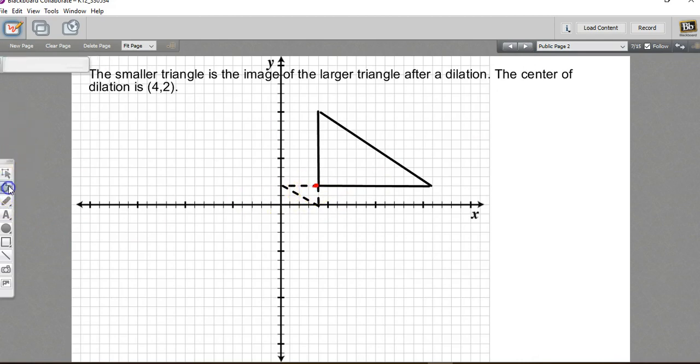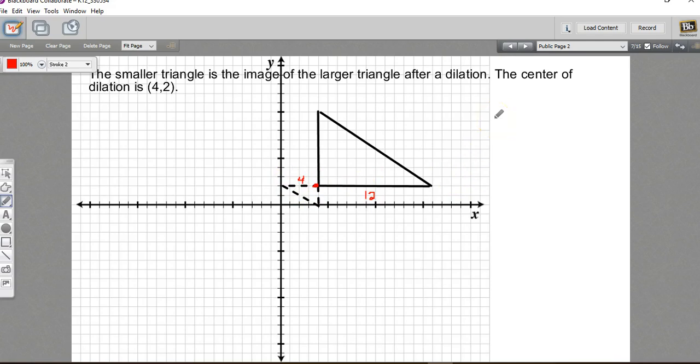Let's read the directions here. It says the smaller triangle is the image of the larger triangle after a dilation. The center of dilation is (4, 2). Really all you do is compare corresponding sides. This has a distance of 12, and the image has a distance of 4. 1, 2, 3, 4.